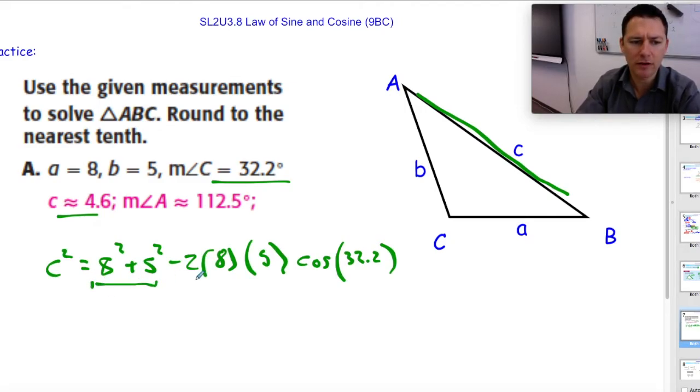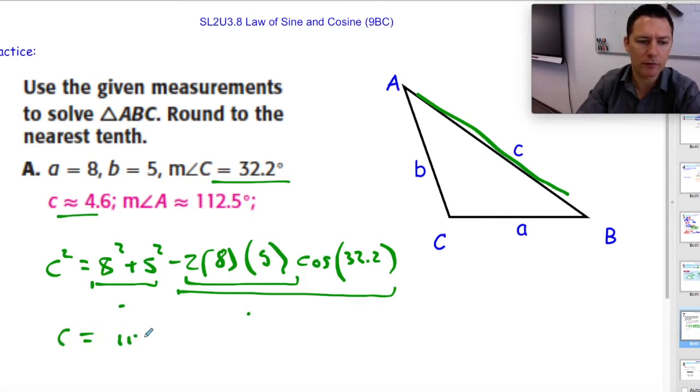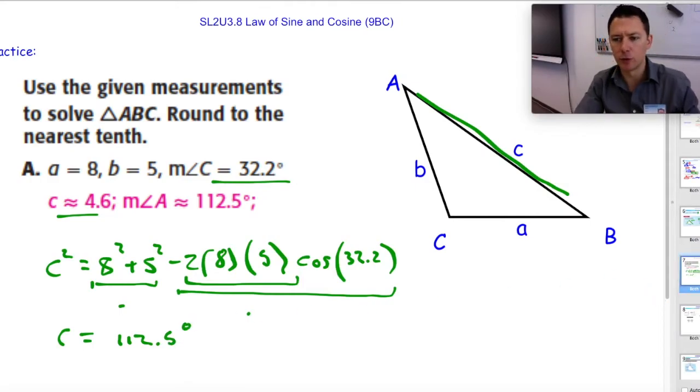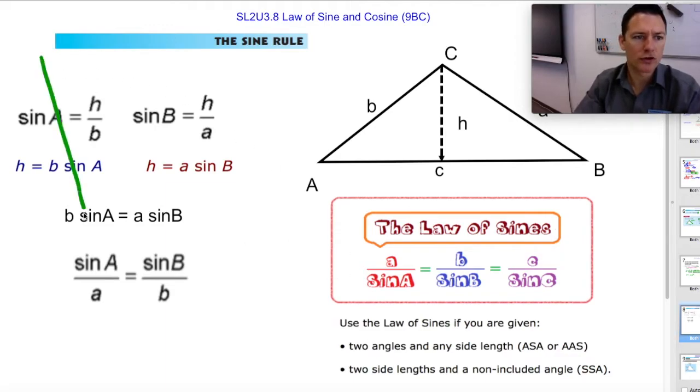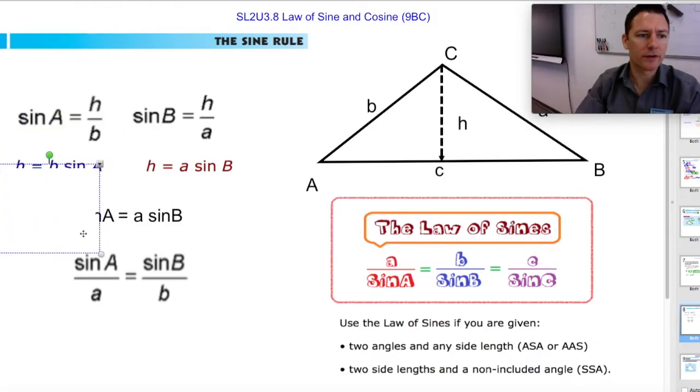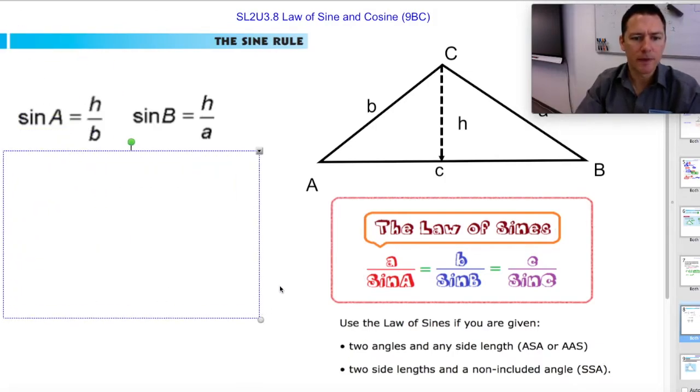I usually put this in, and then I put this in, and then I multiply these, and then I subtract these two pieces. You take the square root of that, 112-ish. Cool. All right, so there's one tool trick up your sleeve. Here's another one, which is the sine rule. Works with different applications, and that's this.